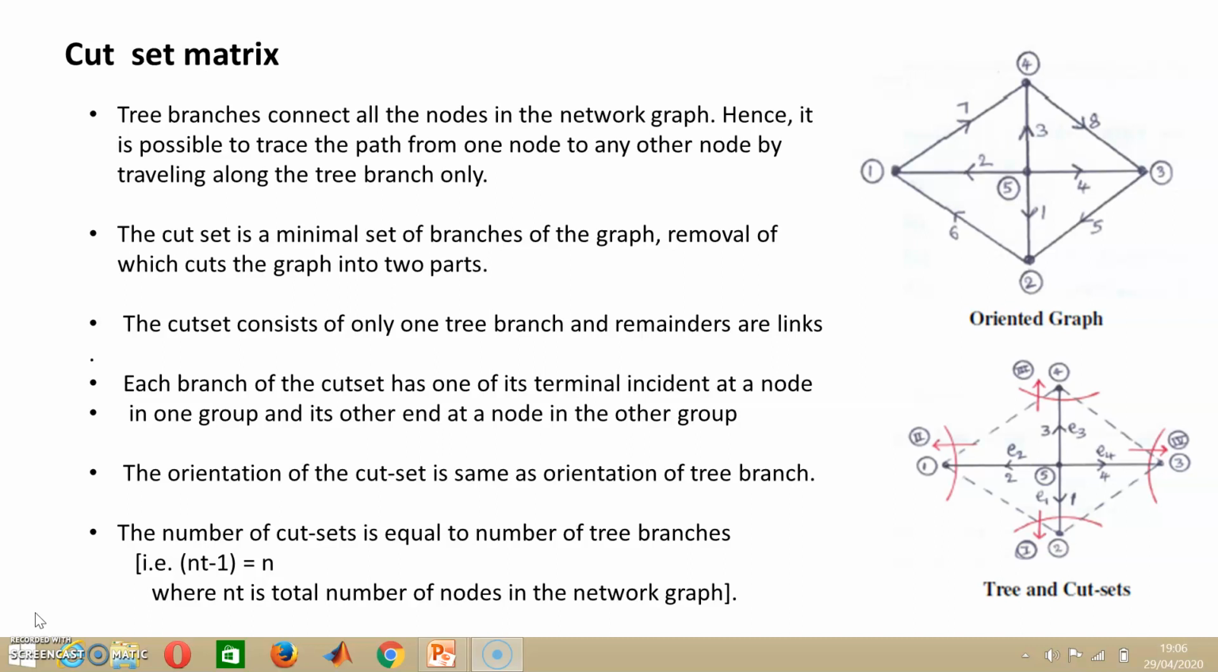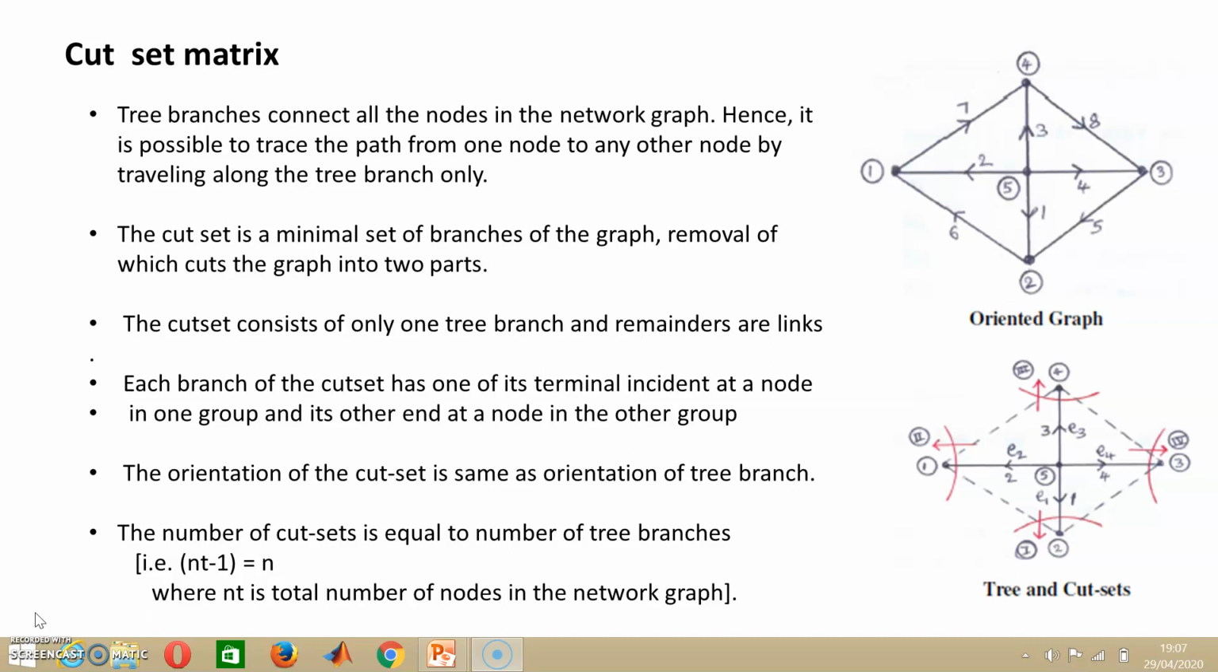The cut set is a minimal set of branches of the graph, removal of which cuts the graph into two parts. The cut set consists of only one tree branch and the remainder are links. That means the remaining branches are links. Each branch of the cut set has one of its terminals incident at a node in one group and its other end at a node in the other group. The orientation of the cut set is the same as the orientation of the tree branch.